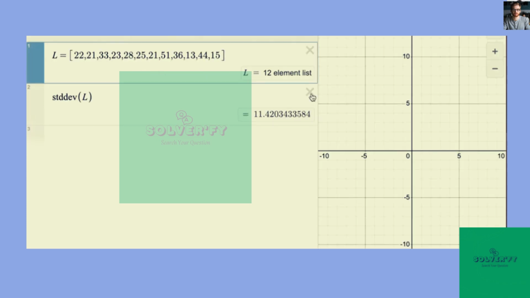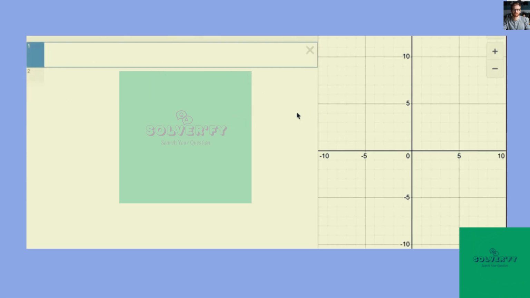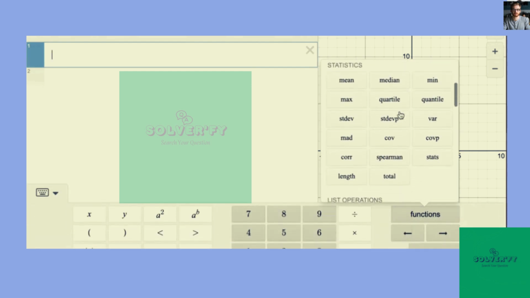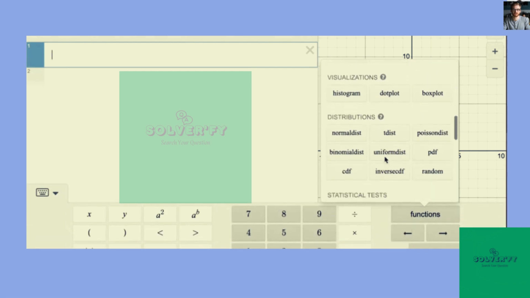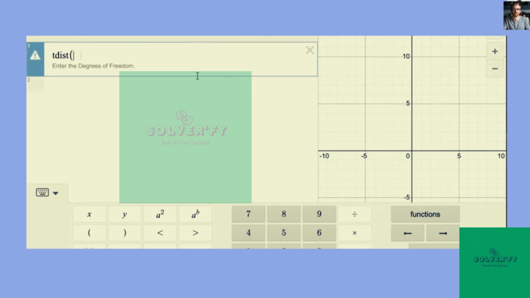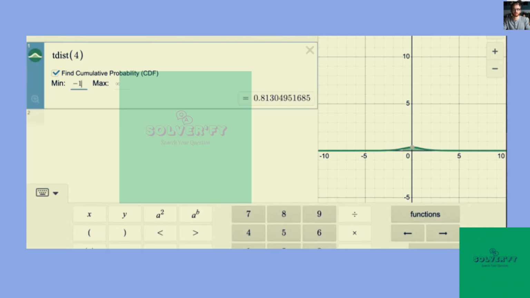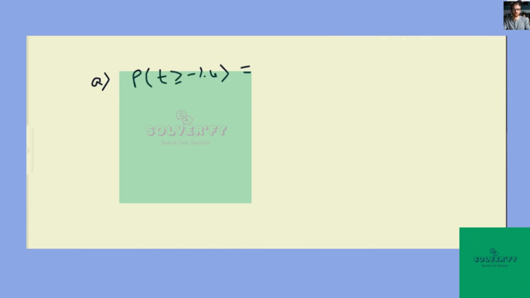So I'm going to show you this on the Desmos graphing calculator, and you can find this if you go to functions and you want a t distribution, go under distributions, and it'll ask for degrees of freedom. And so this is 4 degrees of freedom. Click the CDF, and then we can say greater than or equal to negative 1.6 would be from negative 1.6 to infinity. And so it'd be 0.908 to 3 decimal places.